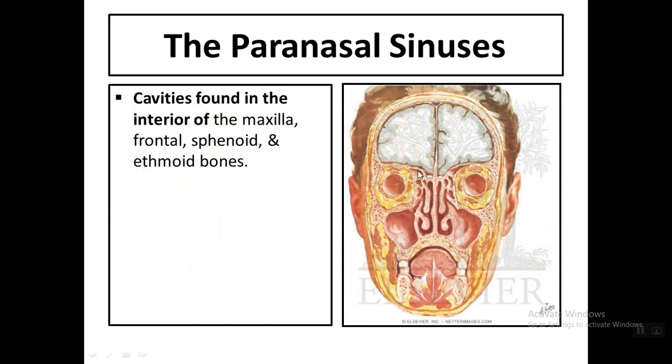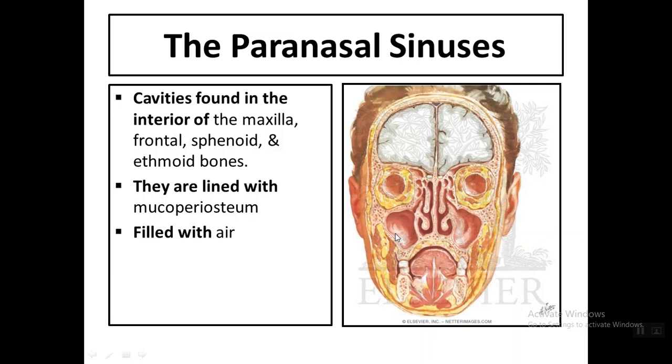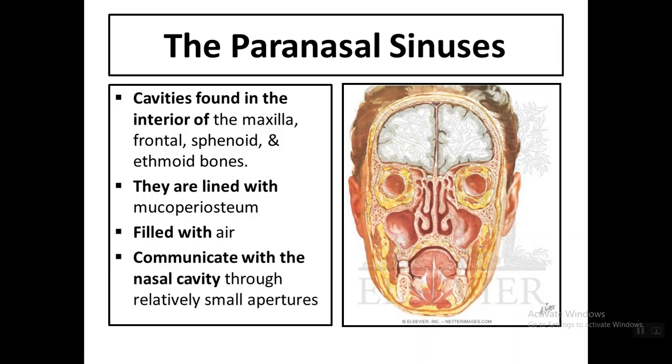These paranasal sinuses are cavities found in the interior of the maxilla, frontal, sphenoid, and ethmoid bones. They are lined with the mucoperiosteum, or we can say a mucous membrane, filled with air, and communicate with the nasal cavity through relatively small apertures. They communicate with the nasal cavity through the meatus.